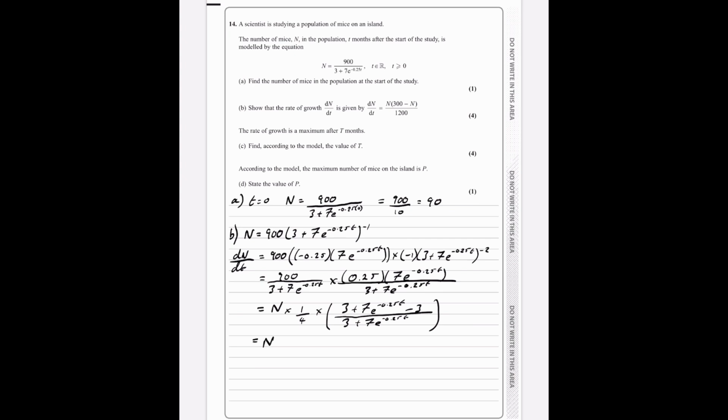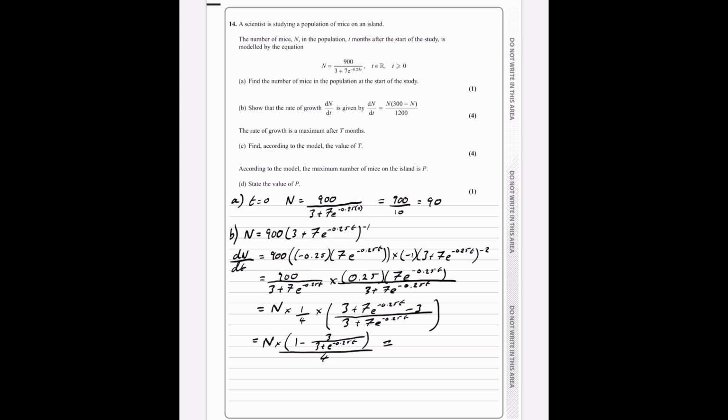So we've got an n there. I'm going to take that first 3 plus 7 lots of e to the minus 0.25t, and take that out as a separate fraction and cancel it immediately just to make 1. And then we're going to subtract the 3 that's left over 3 plus e to the minus 0.25t. All of that's going to be over 4 because we're finding a quarter of it.